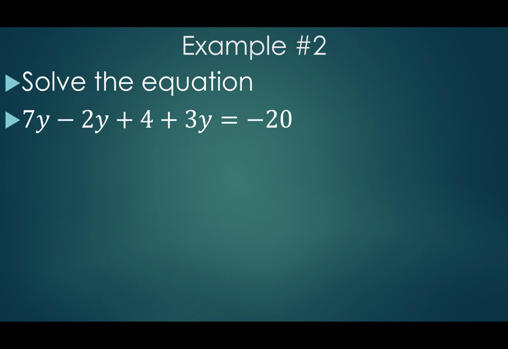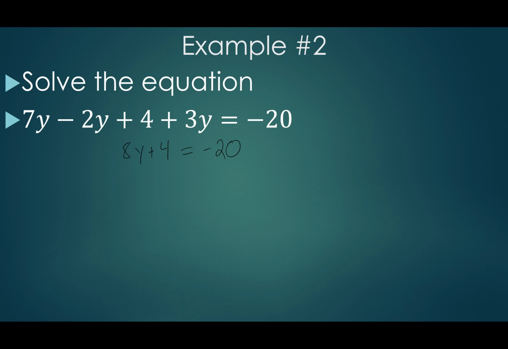So for a problem like this, we notice we have multiple y variables in the problem. We have a 7y, negative 2y, and a positive 3y. So we need to combine our like terms first. So 7 minus 2 is 5, plus 3 is 8. So this will become an 8y plus 4 equals negative 20.